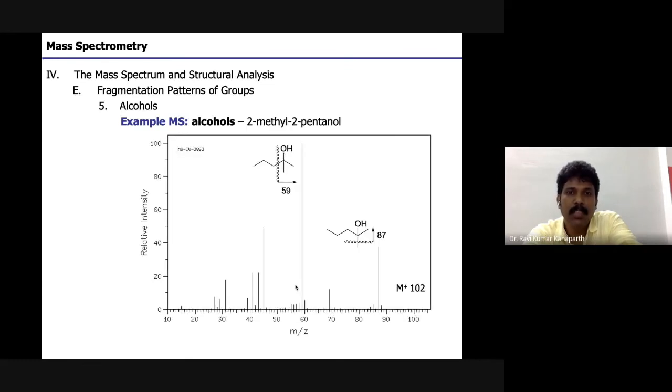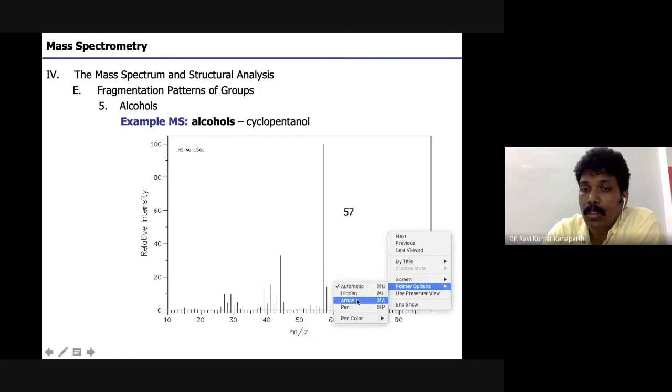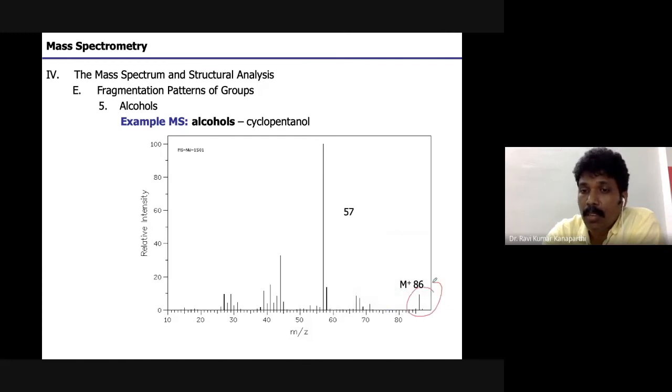And then there's 2-methyl-2-pentanol. This is an example of that, and the corresponding peaks are already shown. Then cyclopentanol is another example. In the case of cyclic alcohols, we may get some kind of stability, and therefore the molecular ion can be observed. Acyclic alcohols did not give a molecular ion, please remember those previous two cases. But cyclopentanol is a cyclic one, so it gives the molecular ion peak.